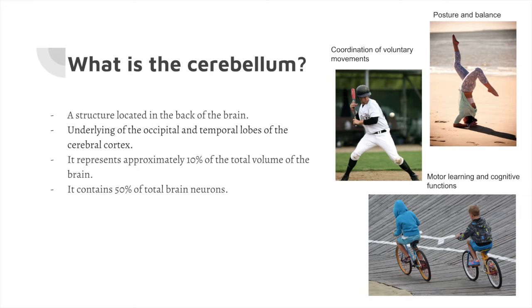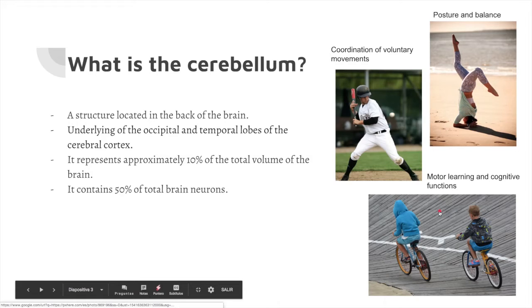So, what is the cerebellum? The cerebellum is a structure that is located in the back of the brain. It's underlying the occipital and temporal lobes of the cerebral cortex. It represents approximately 10% of the total volume of the brain, and it contains 50% of total brain neurons. The cerebellum is involved with the coordination of voluntary movements, as well as posture and balance, and motor learning, with some other cognitive functions.